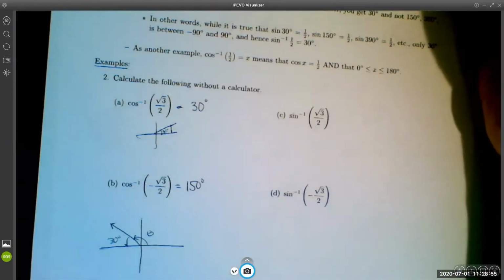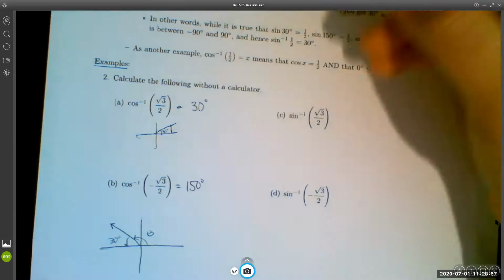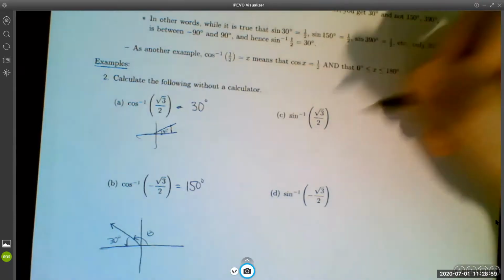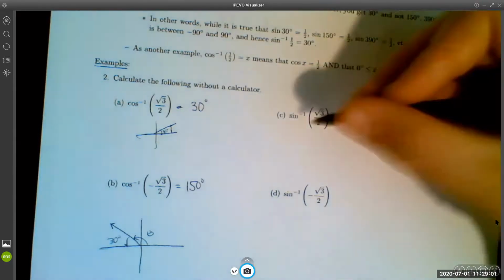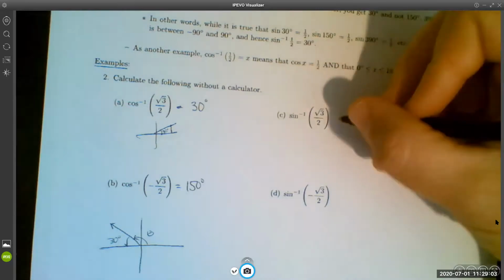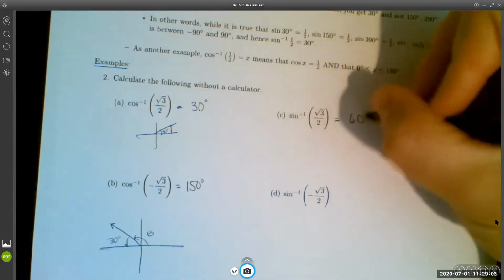Okay, we can do the same thing with the sine inverse function. All right, sine inverse of √3/2. Now that would be 60 degrees, right?